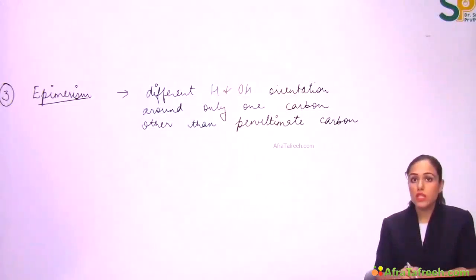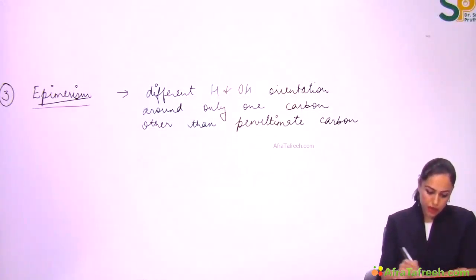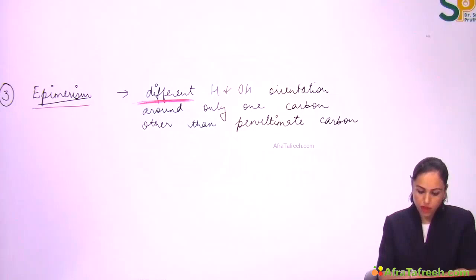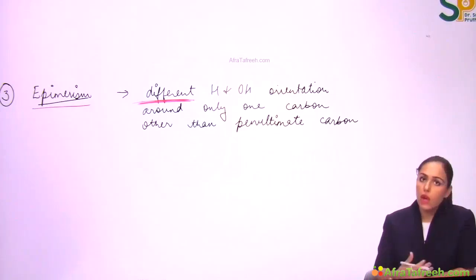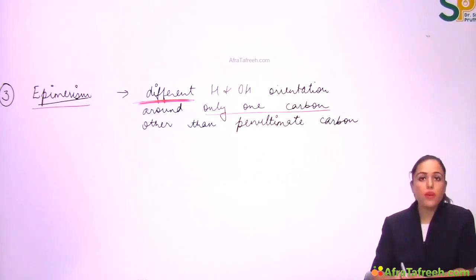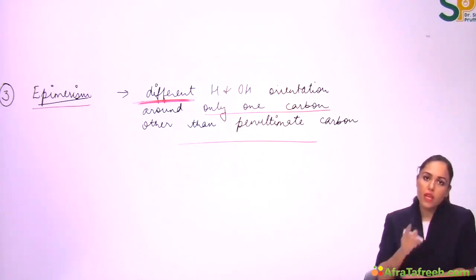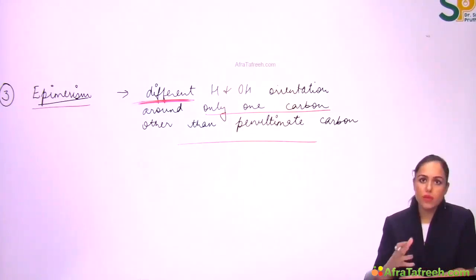Okay, now coming to the third type, epimerism. Epimerism is different. Every time we have to see what thing is different. Here it is different H and OH orientation around only one carbon other than the penultimate carbon. Enantiomerism was at the penultimate carbon, but epimerism is only one carbon other than the penultimate carbon. Let's see the examples.